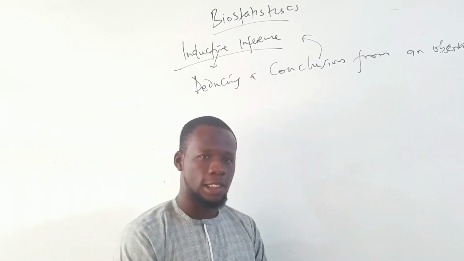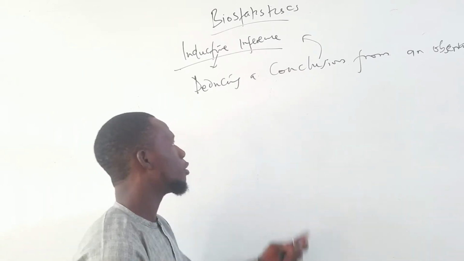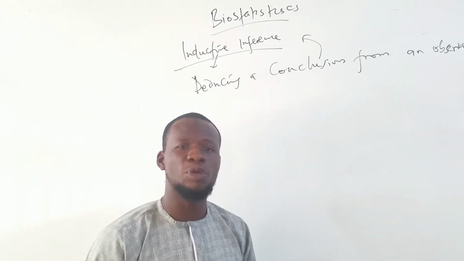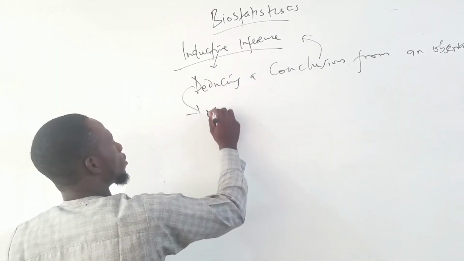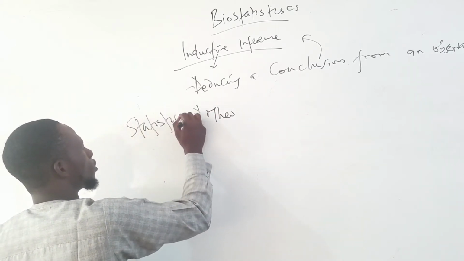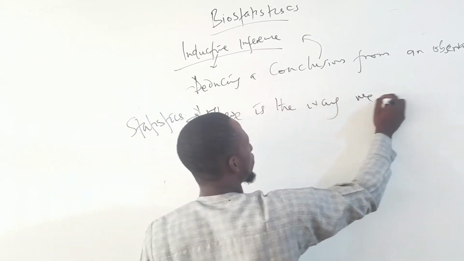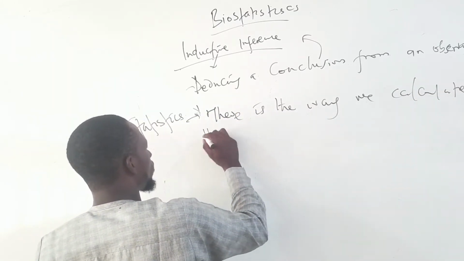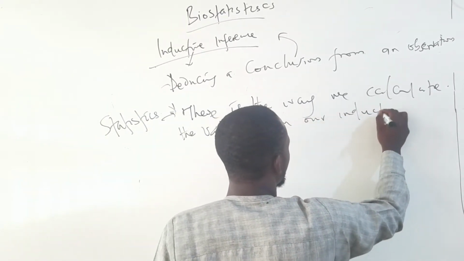Now, what is statistics itself? Statistics is the way we calculate from what we got from our inductive inference. How do we calculate? How do we strategize from what we have gotten? So, our statistics is the way we calculate the values from our inductive inference.